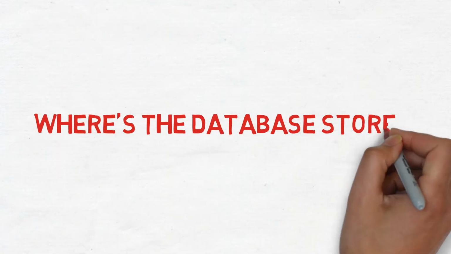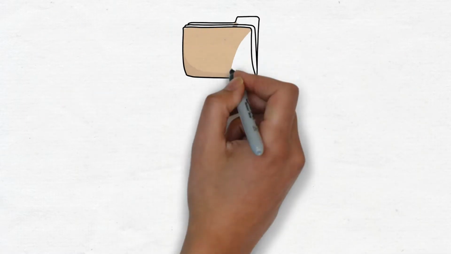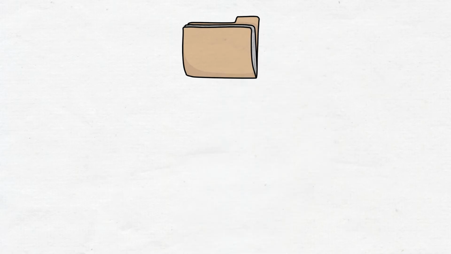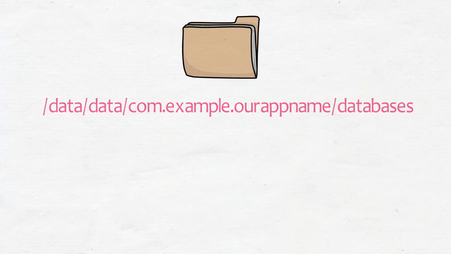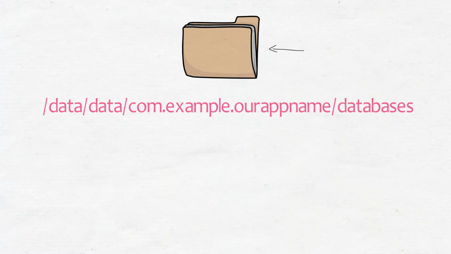Where's the database stored? Android automatically creates a folder for each app where the app's database can be stored. When we create a database for our app, it will be stored in the following folder. An app can store several databases in this folder.